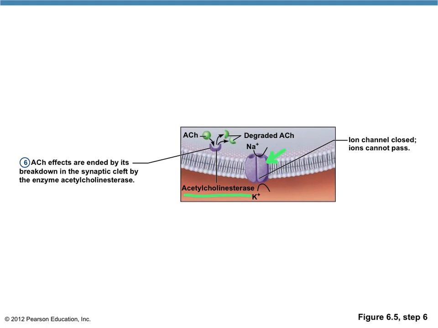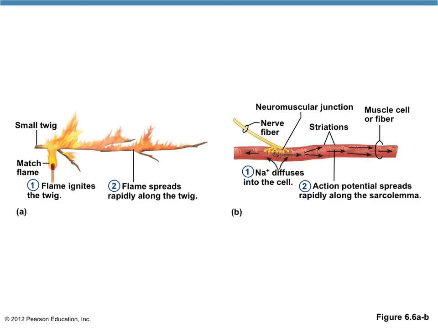And then after it closes, the muscle is then ready for a new stimulus, but it won't continue to receive stimulus until more acetylcholine is released from the axon of the neuron. Once this process has begun, it doesn't stop until it has reached the whole muscle. So the diffusion of sodium across the muscle cell spreads the action potential across the entire sarcolemma so that it asks the entire muscle cell to contract when that muscle cell receives a stimulus.